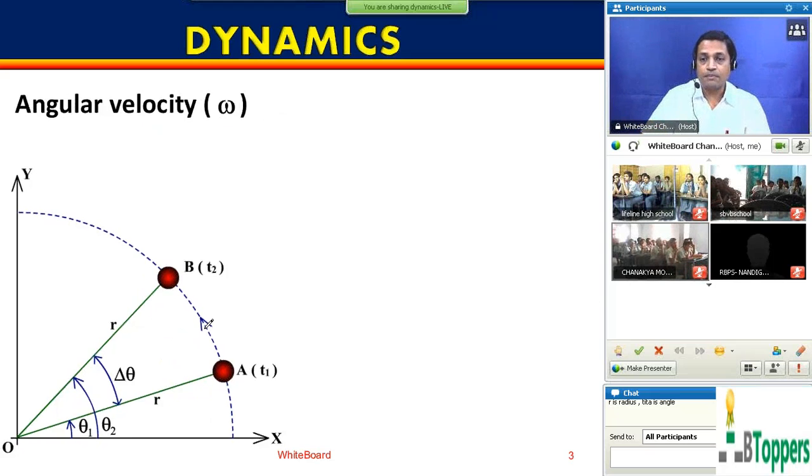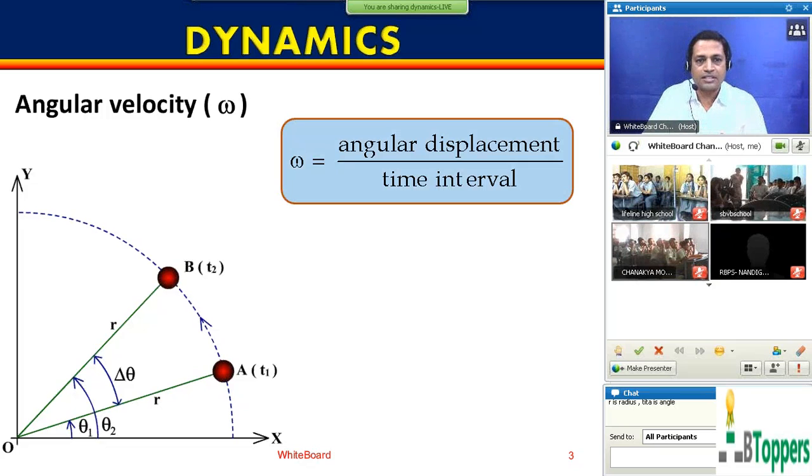Now, when there is angular displacement, there will be some time taken by the body to move. So using angular displacement, you can define angular velocity also, just on the same lines that we did in kinematics. In kinematics, velocity was displacement by time. Here it is angular velocity, therefore angular displacement by time. It is as simple as that. Therefore, omega, that is the notation for angular velocity, is angular displacement by time interval. Time interval means time taken by the body to start from point A and to reach point B.